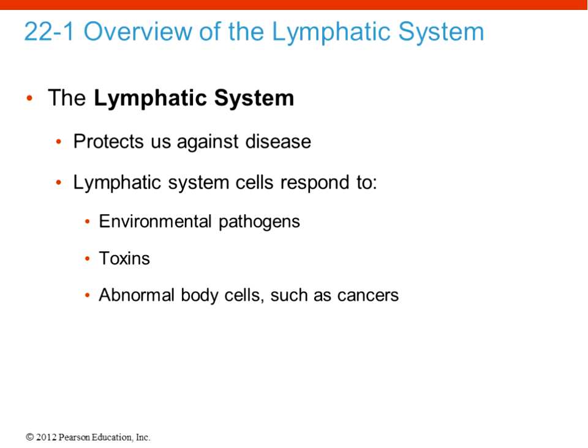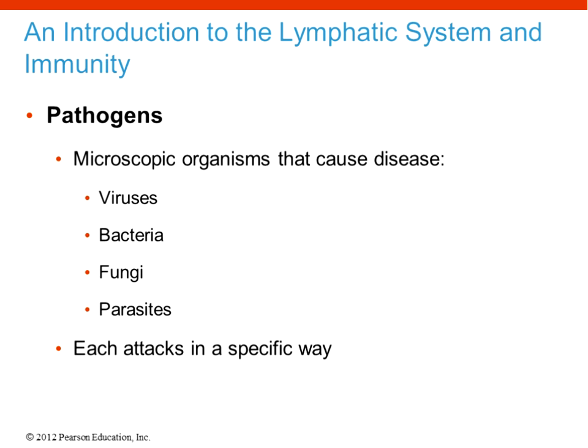So again, the lymphatic system protects us from disease, and we have specialized cells in our body that are designed to respond to these things that may enter our system. Environmental pathogens, toxins, cancer cells, other abnormal types of cells, that's the way we can defend ourselves. So always want to be thinking about defense when you talk about the lymphatic system.